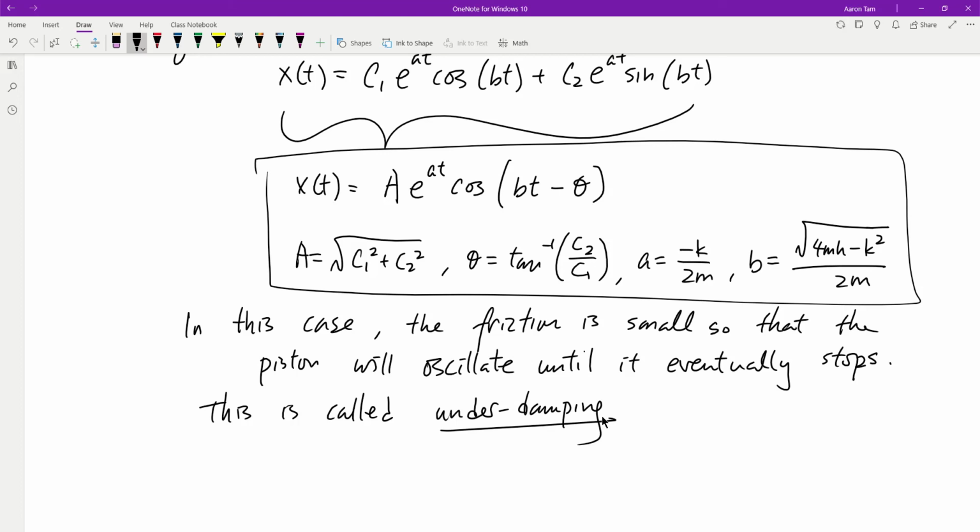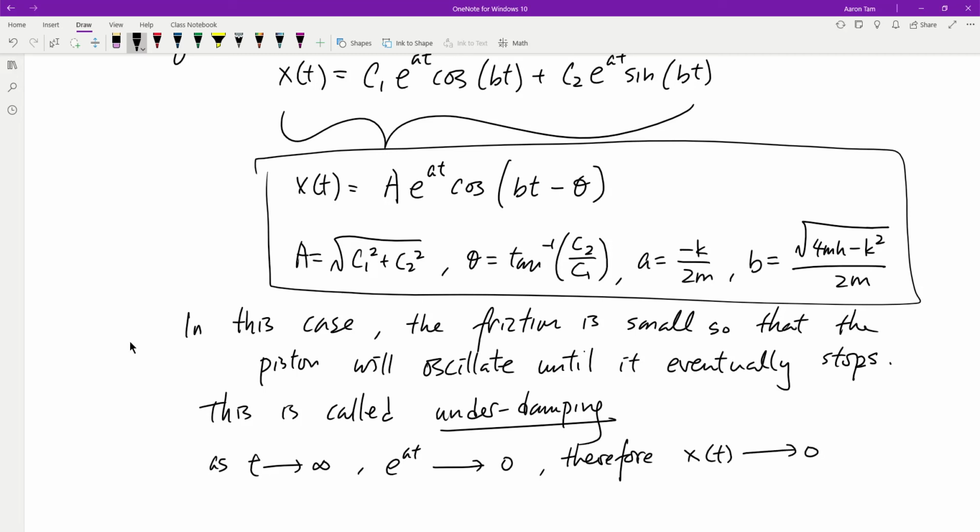In this case, the reason why it has to be underdamping, and it would eventually stop, is because, once again, the A value is negative, and therefore when t approaches infinity, e to the at would approach 0, therefore forcing the entire x to go to 0. So here, make sure you understand that as t goes to infinity, e to the at will approach 0, and therefore x of t will also approach 0.